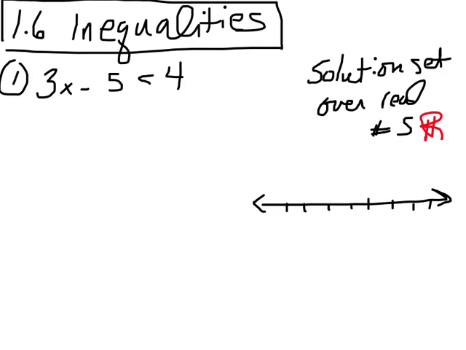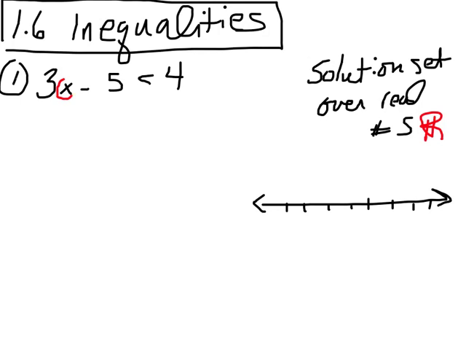So when we solve inequalities, we solve them just like we solve equations. The only thing that's different is if we ever multiply or divide by a negative number, we have to reverse the inequality sign. So I don't think we're going to have to do that here, but let's solve this first and then we'll graph it.